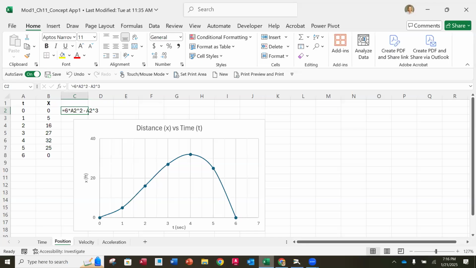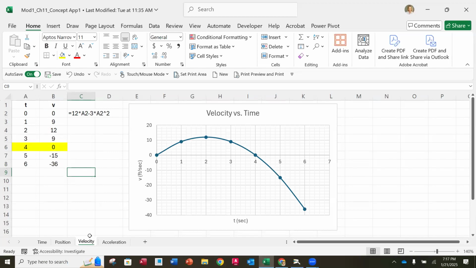So if I go back to my Excel spreadsheet, you're going to notice that I have another tab, and this one is the velocity. So now using that equation of 12t minus 3t squared, I now have my time and I have my velocity. And in my velocity here is that function of 12 times our time. This one didn't have a square in it. I was thinking, where's the square? But no, it's on the next one. Minus 3 times the time squared.